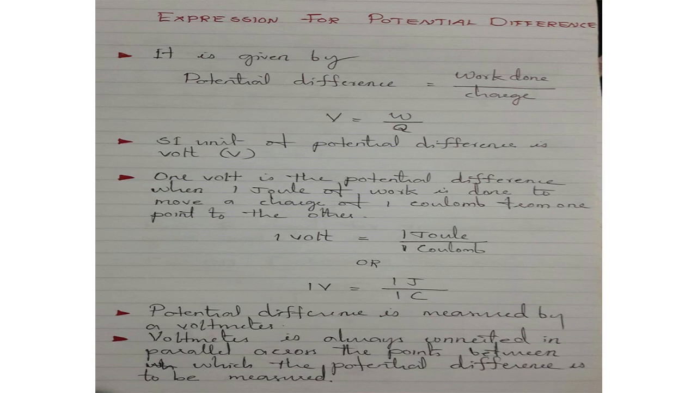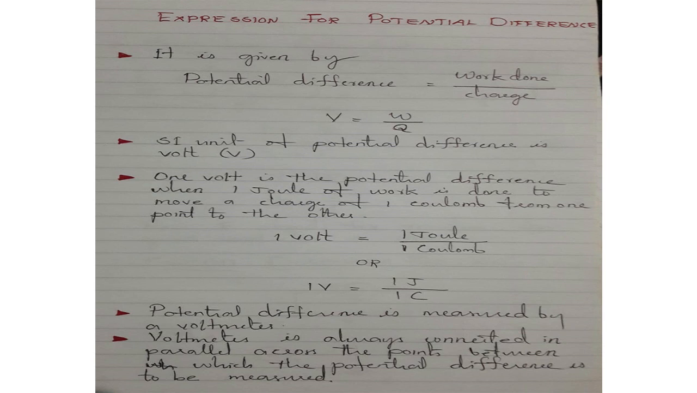When we are measuring potential difference, that is actually measuring the potential between the two points. That is why it is connected in parallel across the two points where potential difference is to be measured. So a voltmeter is always connected in parallel across the two points of a metallic wire. The relation between electric current and the potential difference is provided by a law which is called Ohm's law.